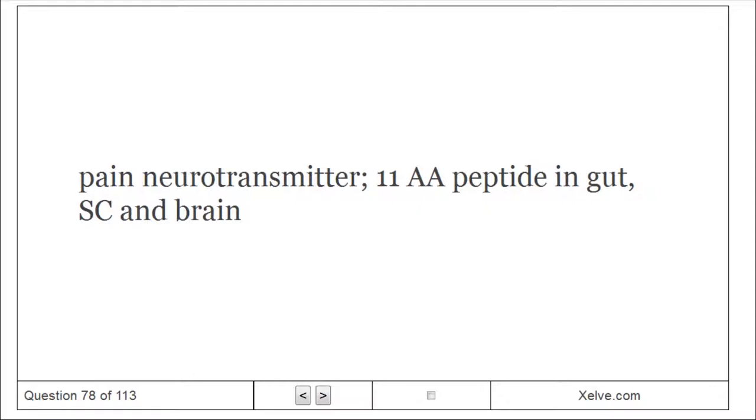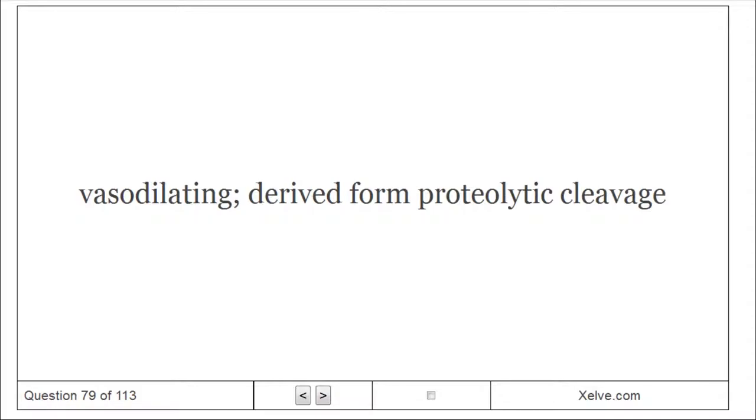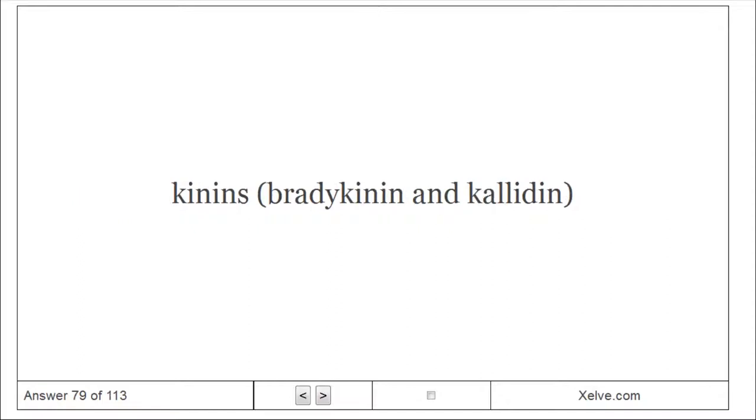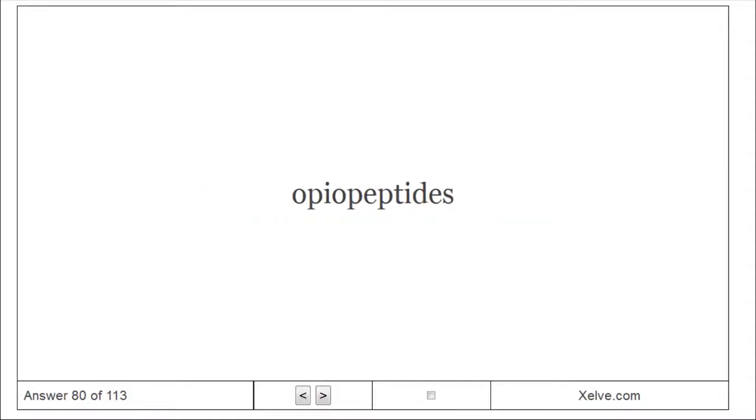Pain neurotransmitter, 11 AA peptide in the gut and spinal cord, in the brain: substance P. Vasodilating, derived from proteolytic cleavage: kinins. Analgesic action like opiates: opiopeptides.